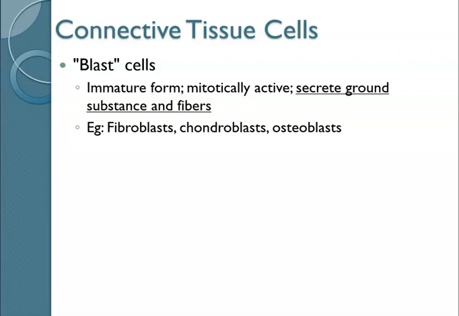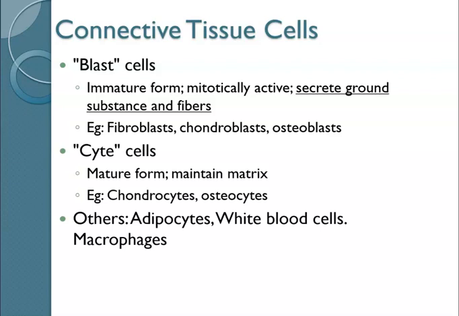Chondroblasts, chondr is in reference to cartilage, so they are found in cartilage and they'll secrete the extracellular matrix for cartilage. And similarly, osteoblasts are found in bone and they'll secrete the extracellular matrix. While cyte is for the mature form of cells found in connective tissue and other places too. Here in connective tissue, they basically maintain the matrix.